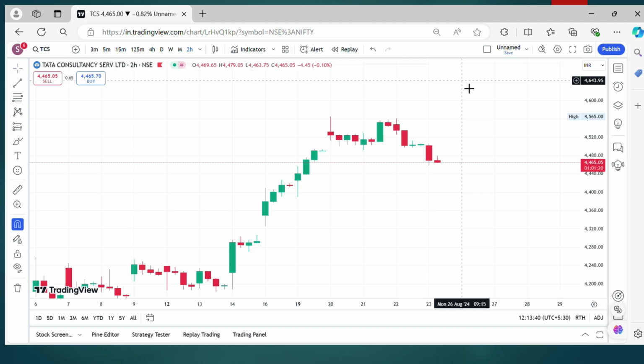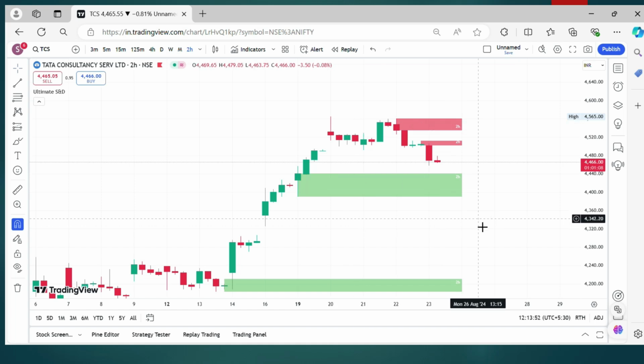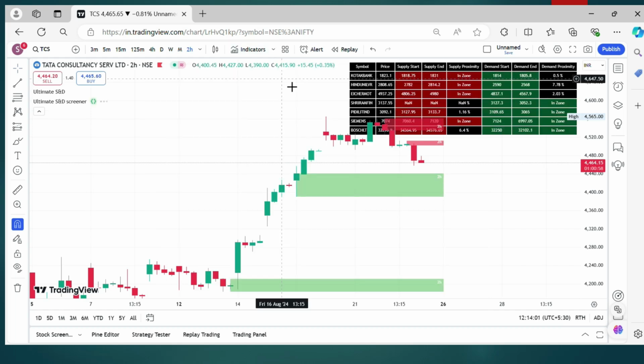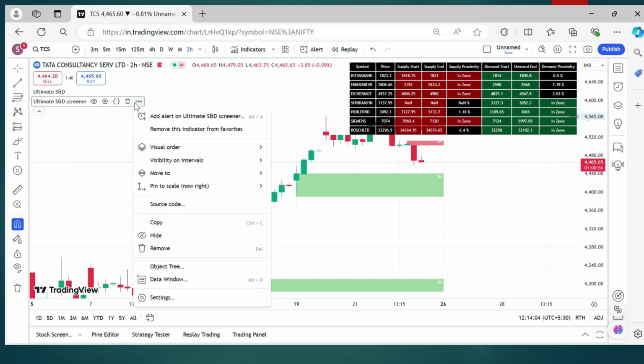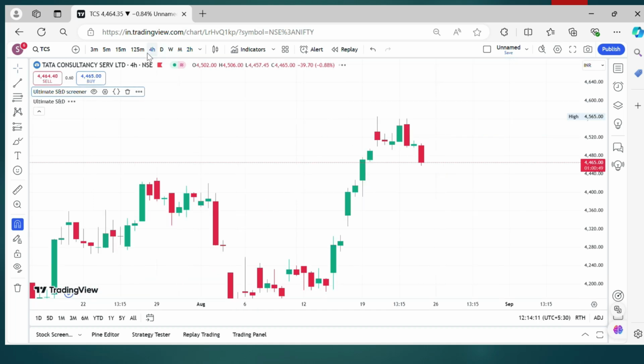So here I'm applying the indicator on the chart. I'm applying this on a 2-hour chart of TCS. You can see that it has plotted all the demand and supply zones present in the 2-hour chart of TCS. Now let me apply the screener as well. I have already inputted 40 stocks in this. It can only filter out 40 stocks because of the limitations in TradingView, but it has given me a result of which stock is in what zone.